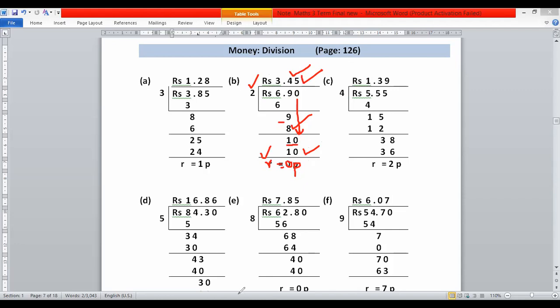In this way, I am going to explain shortly part C. 5.55 means 5 rupees 55 paise divided by 4. First of all, we divide 5 by 4 and we count the table of 4. 4 ones are 4. And when we multiply 4 by 2, we get 8.